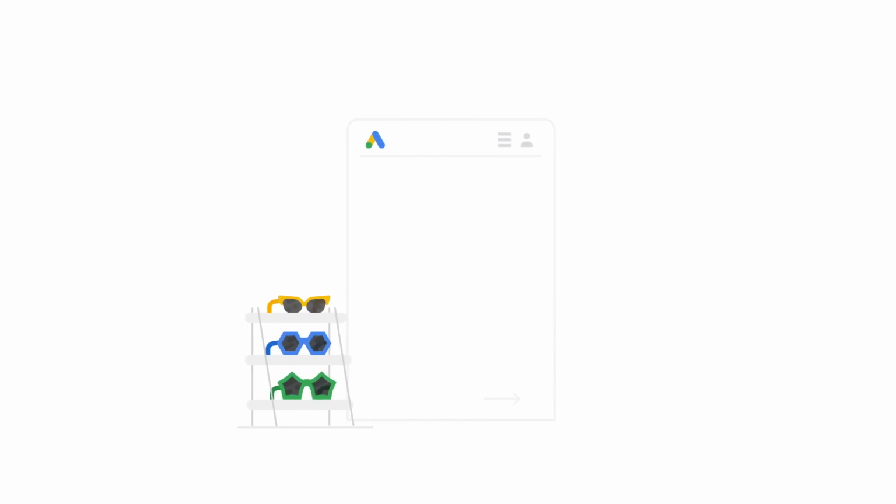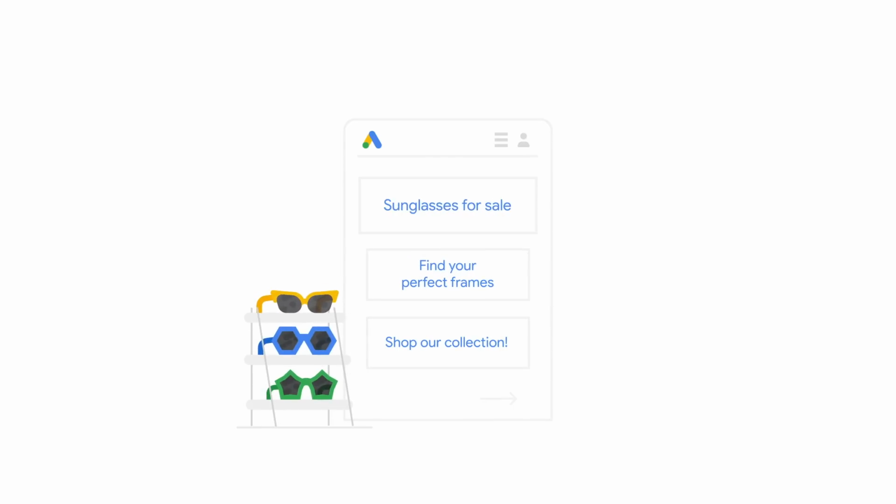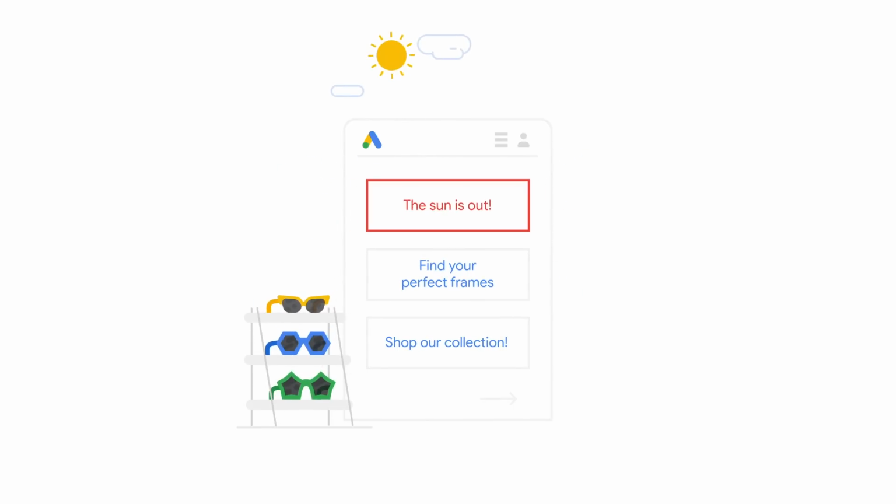Three clear headlines. First, you'll need to write three headlines. Your headlines are what your customers will focus on. So help future customers choose your business by keeping them simple, clear, and related to what they're searching for. For example, "sunglasses for sale" is more direct and relevant than "the sun is out."